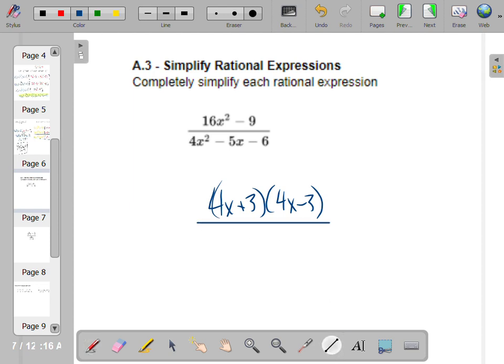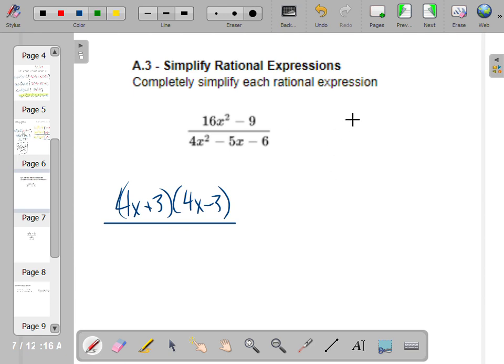I'm also going to factor the denominator, and to do that, I'm going to split the middle. So I'm going to find numbers that multiply to 4 times negative 6. I need to find numbers that multiply to negative 24 and add to negative 5. So for 4x squared, that'd be negative 8x and positive 3x. So we split the middle, and then it's factoring by grouping.